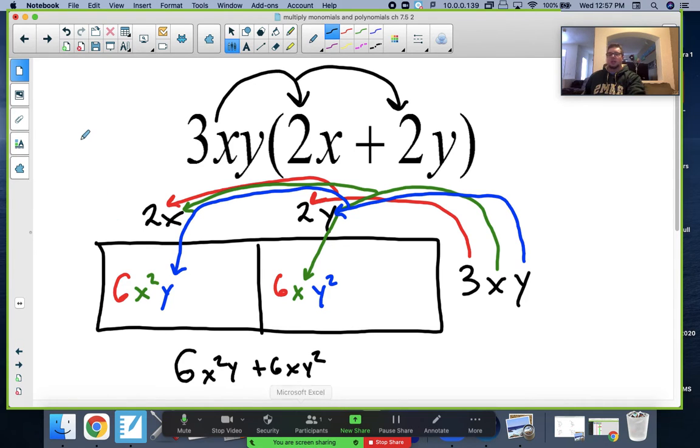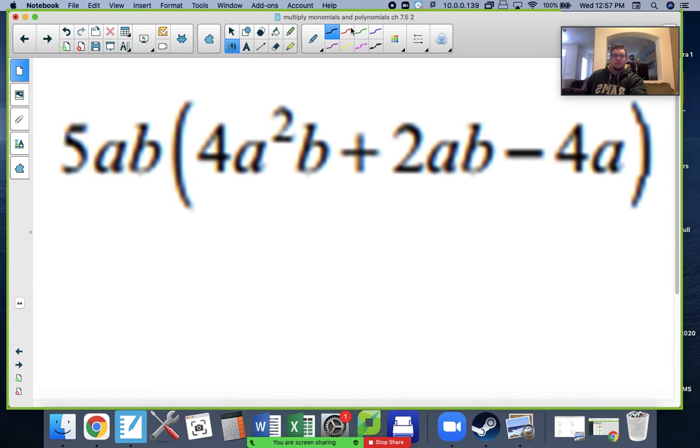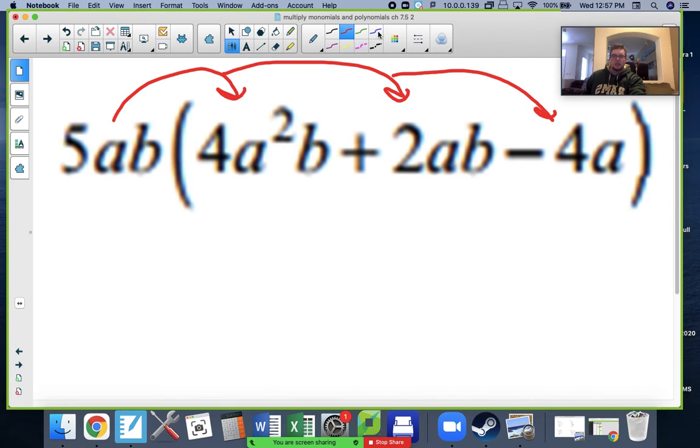This next one we're going to talk about what happens if our powers have ties. Not this one, this one. So again, the 5ab is going to multiply all this. We'll go horizontal technique on this one. 5 times 4 is 20. A times a squared is a to the third. B times b is b squared.